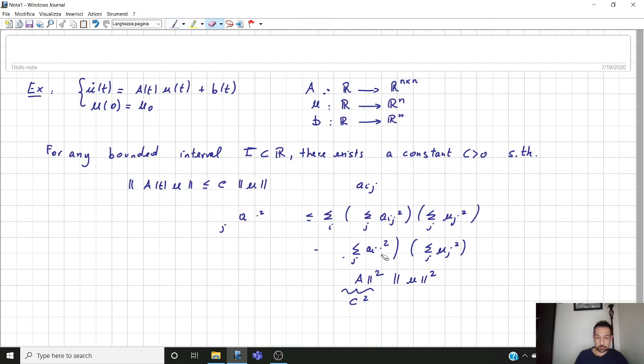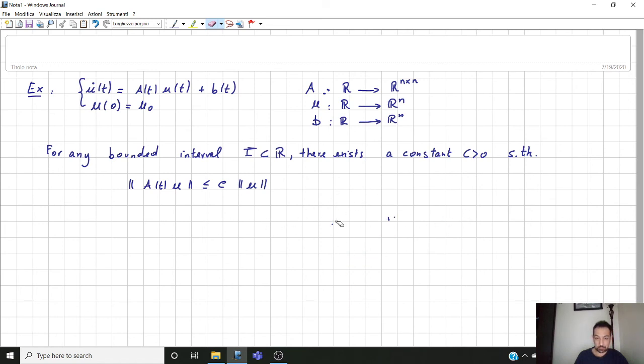Okay, so now that we proved this statement, the right-hand side of the linear differential equation represents our f of t, u of t. If I take the difference between A of t u minus A of t v for two continuously differentiable functions u and v from R to R^n, then based on this inequality, this is going to be less than or equal to a constant C times |u minus v|, which implies that this function f is Lipschitz continuous in u uniformly in t.